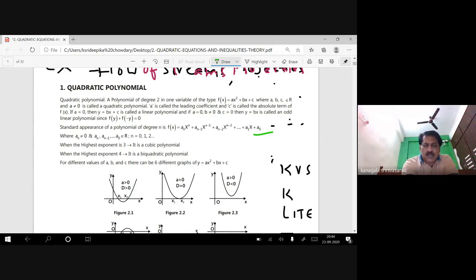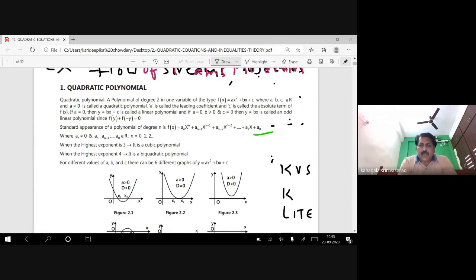That means an should not be equal to 0. The remaining coefficients may or may not be 0. If an is 0, it can't be the degree of the polynomial, because the power of x is 0. We can't say it is the degree of the polynomial. The highest power n is called the degree of the polynomial. So this is the general notation for a polynomial of degree n. If n is equal to 0, the power is 0, and f(x) will be just a constant polynomial. So that is a constant.